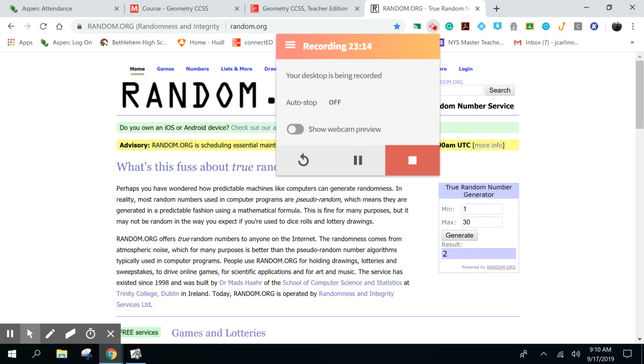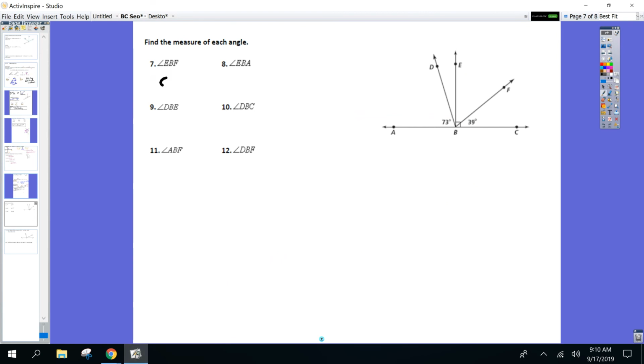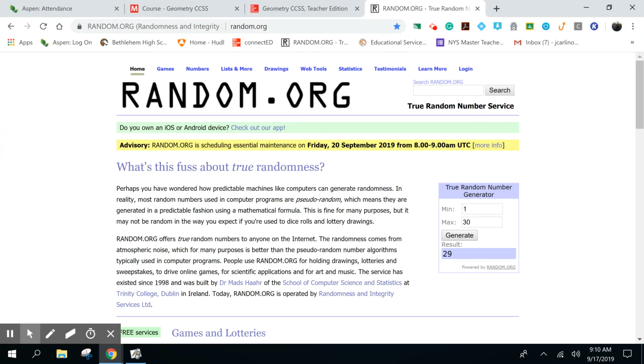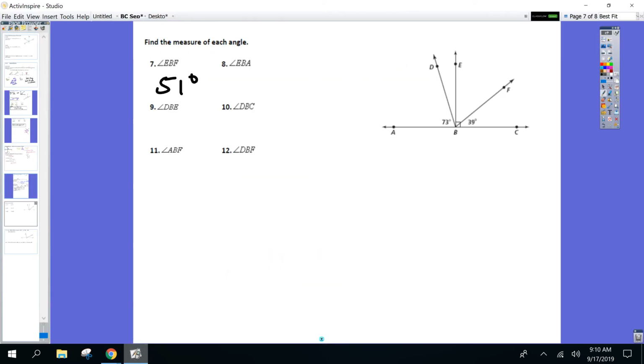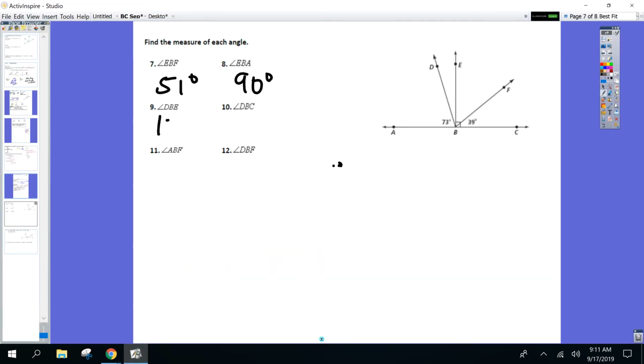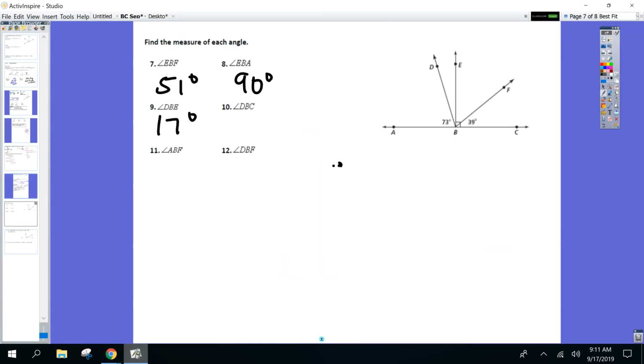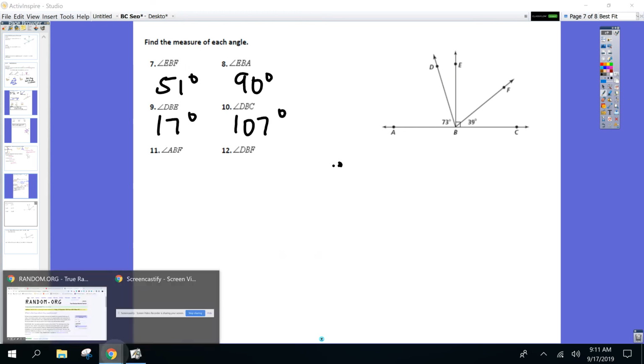So, first angle, EBF. EBF, first angle, here you go, 29. 51 degrees. I'll go over anything you have a question with at the end here. EBA, what are we looking at? 7. 90. Pretty easy, right? It's a right angle. Here you go, DBE. Angle DBE, number 17. 17, groups 3 for 3 here. How about 14 for DBC? 107, 4 for 4.